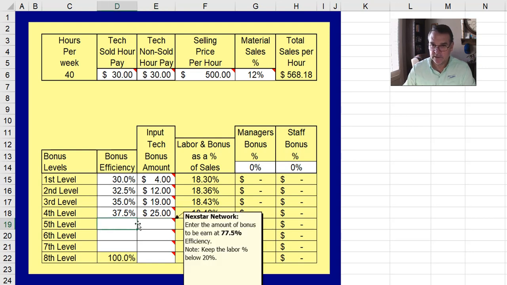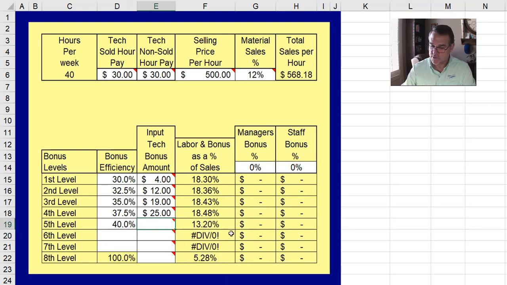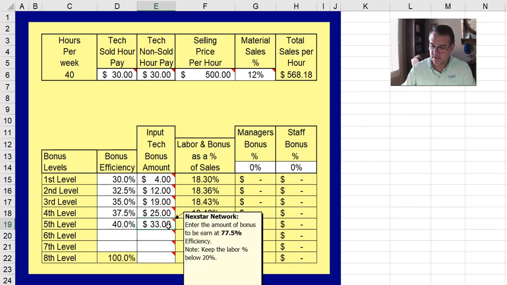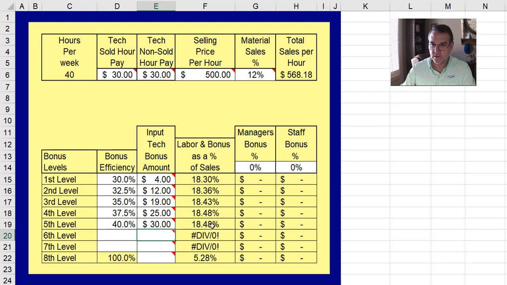I'll go to 40% efficient. And at 40% efficient, I could probably give them a $30 bump. Probably 33. Yeah, it might be a little bit too much. Let's look at 30. What's 30 give me? Okay, it gives me right there at 1848.